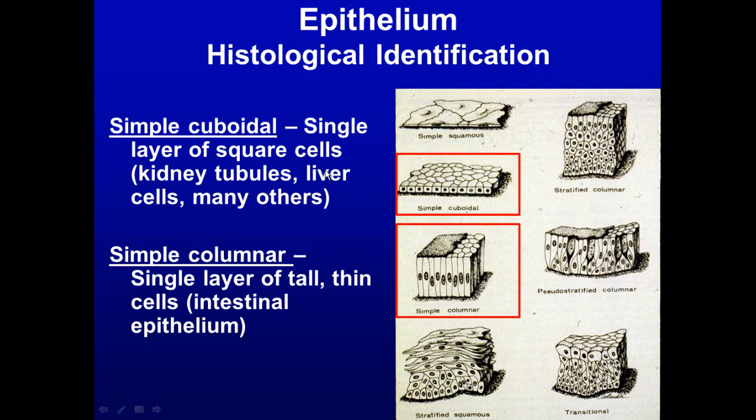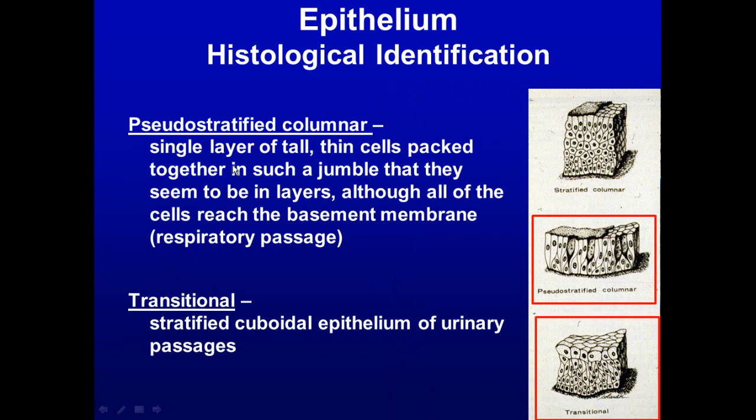There's also simple cuboidal, that is, they're simple, one layer, but they're cubes. We see those in the kidney, the liver, and many places in the body. Simple columnar, that is, if you get more cytoplasm above the nucleus than between nuclei, it's about the same between nuclei as above nuclei, then they are column shaped, columnar, simple columnar, if there's only one layer. Tall, thin intestinal absorptive cells are one example. There's also a pseudostratified columnar. That is one where all the cells touch the base, but they do not all touch the surface.